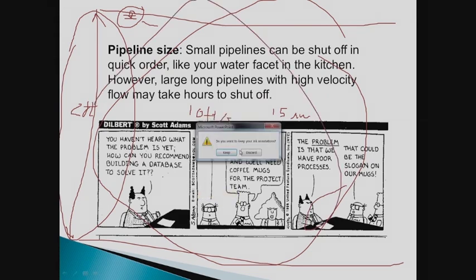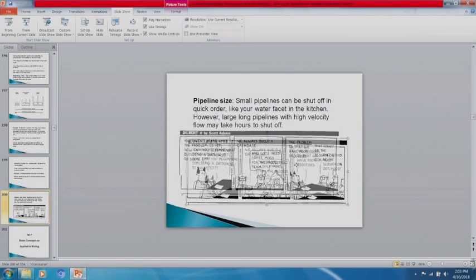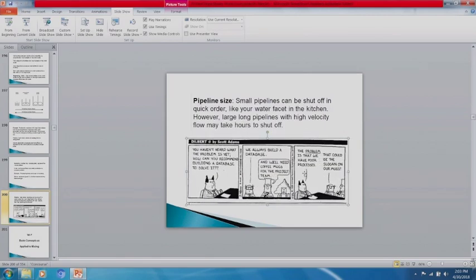Anyway, you haven't heard what the problem is yet. How can you recommend building a database to solve it? We always build a database. Well, we'll need coffee mugs for the team project. The problem is we have poor processes. Oh, that is so true, right? We have poor processes. And that could be the slogan on our coffee mugs.